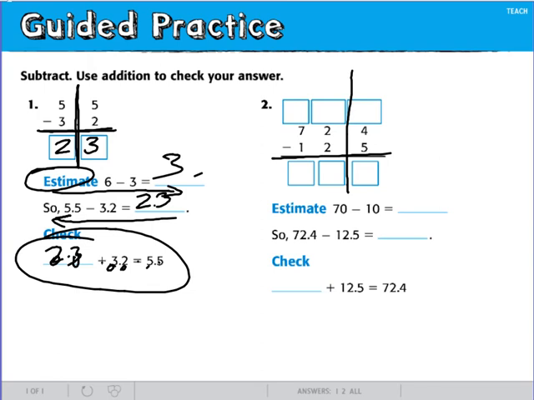So our estimation, they're rounding to the nearest 10. 72 and 4/10 rounded to the nearest 10 is 70.